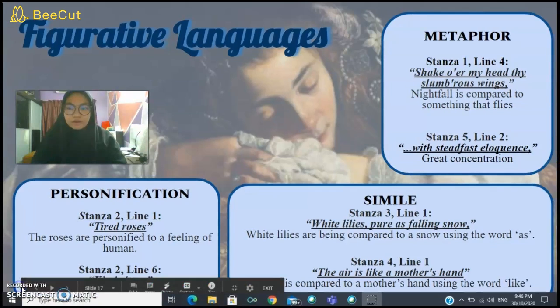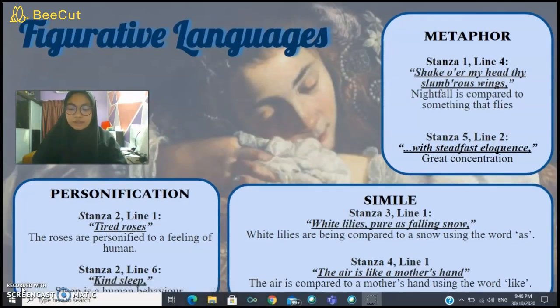On the same stanza as well, and at the sixth line, you can see the personification of the phrase kind sleep. As we can see, sleep is a human behavior, whereas kind sleep, like sleep can never be kind, so that automatically shows a personification in the poem.